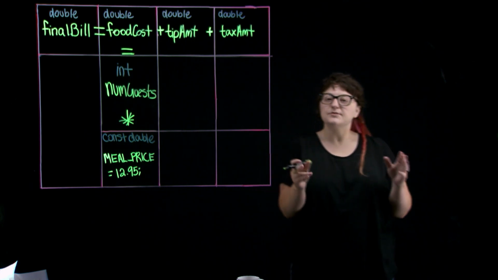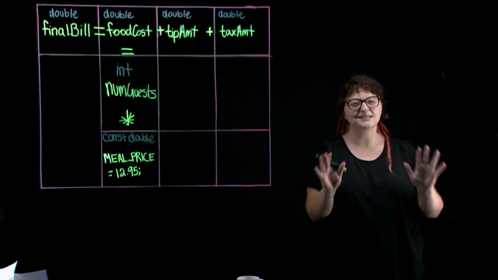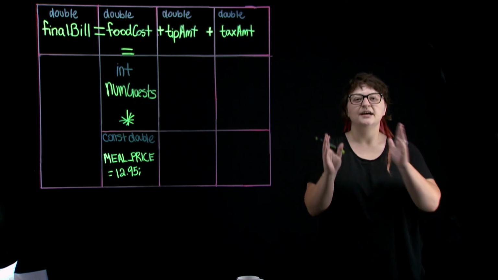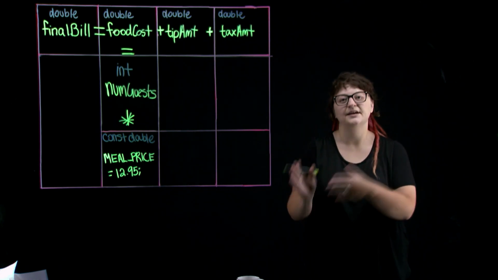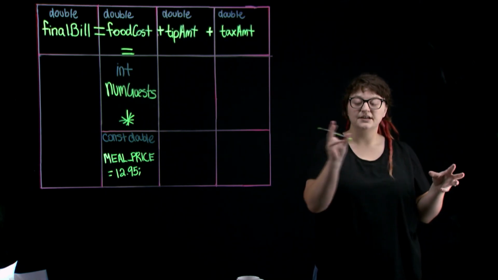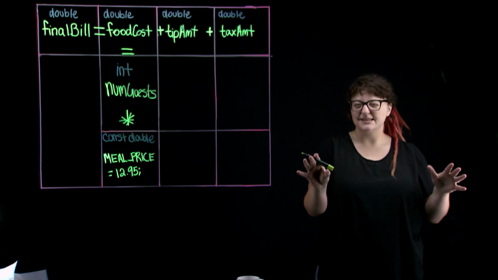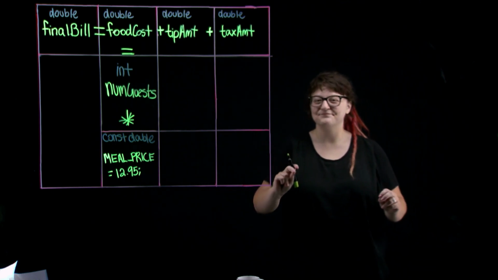Now, it's really important to distinguish between amount and rate. I see a lot of students get stuck on this. The tip rate is the percent at which you are tipping. The tip amount is the result of that calculation that used the tip rate. Does that make sense? If not, hold tight. We got an example coming up.